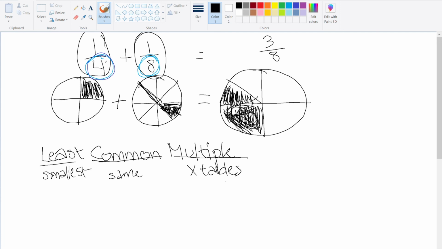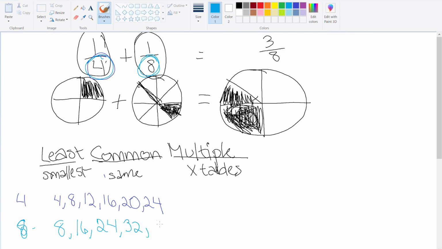So in this case, if we're starting with the numbers 4 and 8, the multiples of 4 would be 4, 8, 12, 16, 20, 24, etc. 4 times 1 is 4, 4 times 2 is 8, 4 times 3 is 12, 4 times 4 is 16, etc. And the ones for 8 would be 8, because 8 times 1 is 8, 8 times 2 is 16, 8 times 3 is 24, 8 times 4 is 32, 8 times 5 is 40, etc. And so this is asking about the least common multiple.